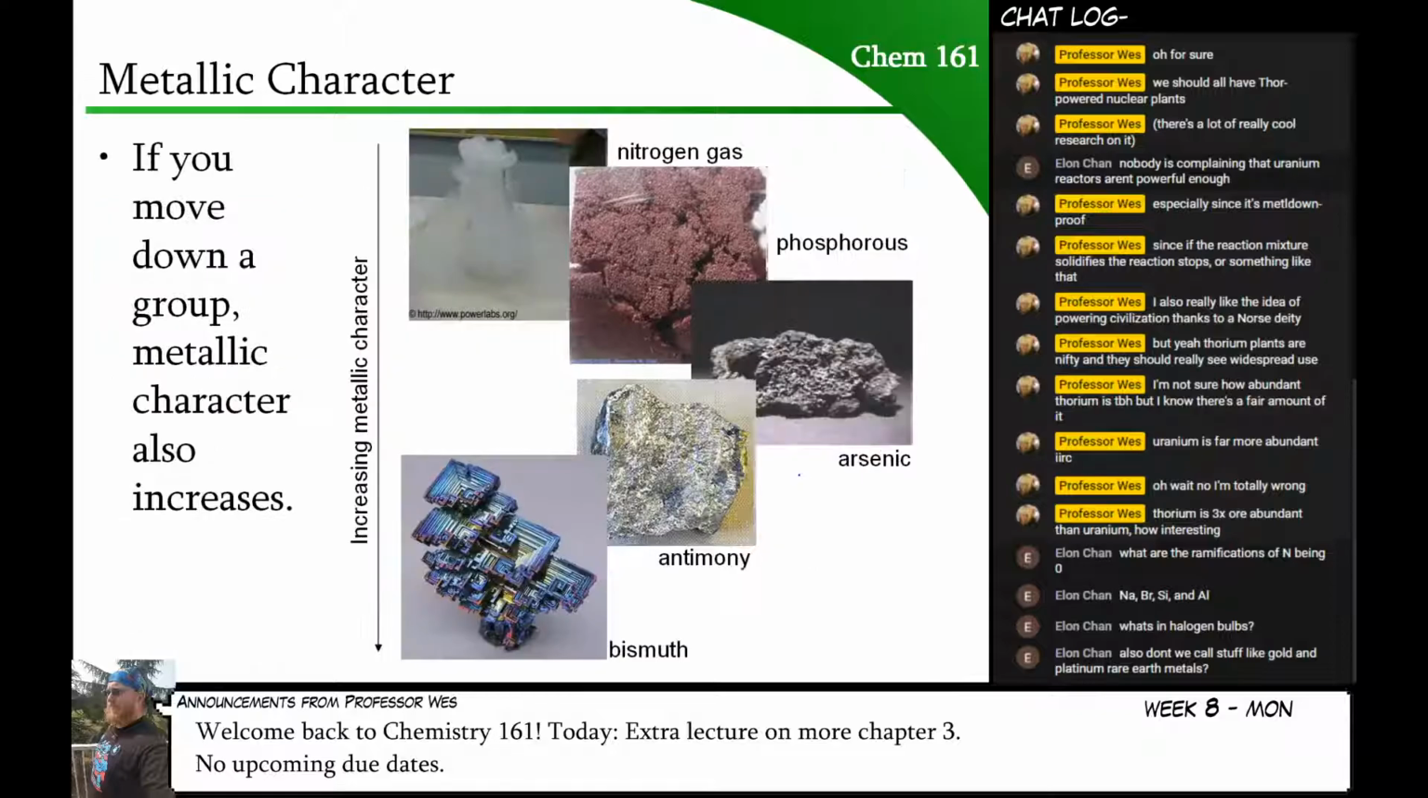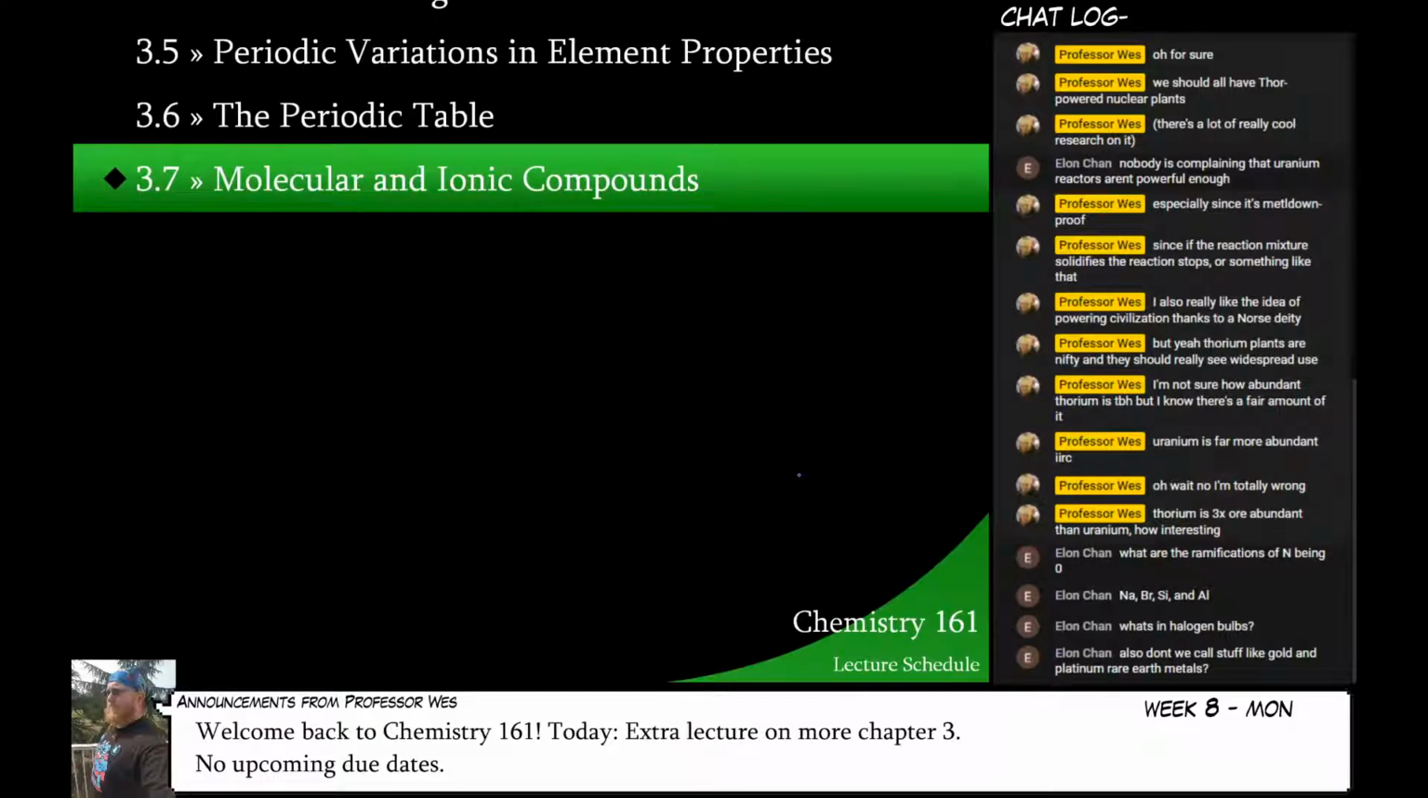And then going down the periodic table, the same thing happens. Metallic character increases as you go down. There's some more elements. You can see that as we go through them, they become more metal-like. And then you get to bismuth, which is just crazy looking. Yep, that's that section, and I think that's all we need to do today.